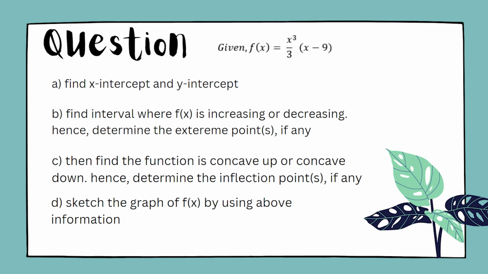For the question, given f(x) equal to x cubed over 3 multiplied by x minus 9. A. Find the x-intercept and y-intercept. B. Find the interval where f(x) is increasing or decreasing, hence determine the extreme points, if any. C. Find where the function is concave up or concave down, hence determine the inflection points, if any. Lastly, sketch the graph of f(x) by using the above information.